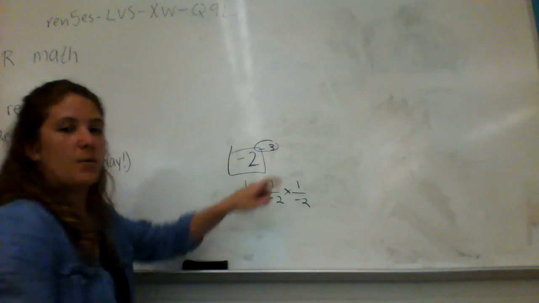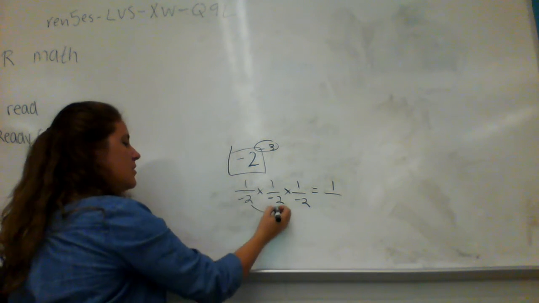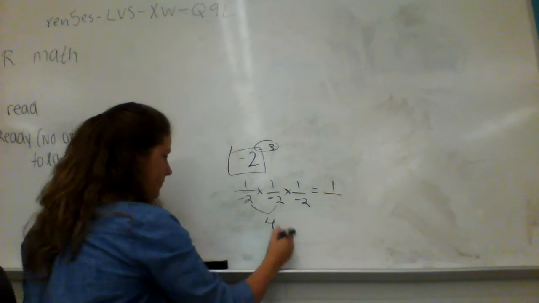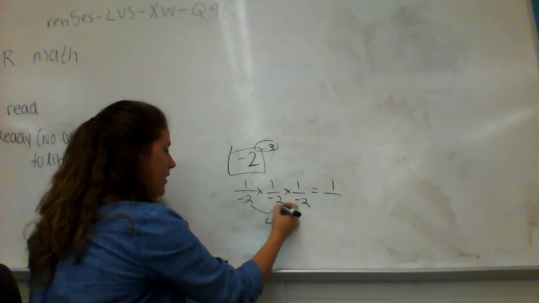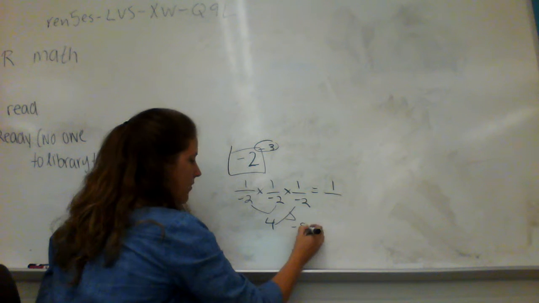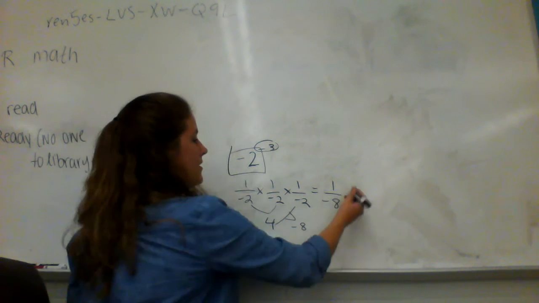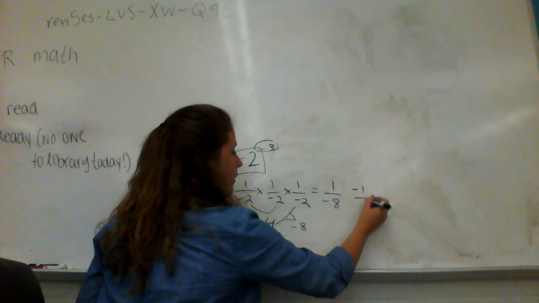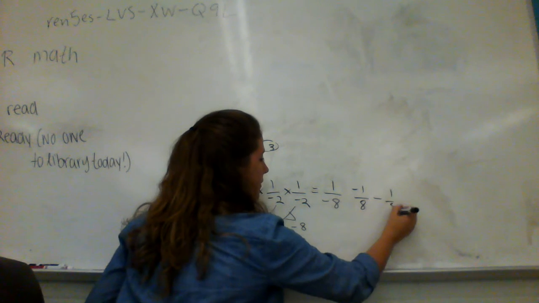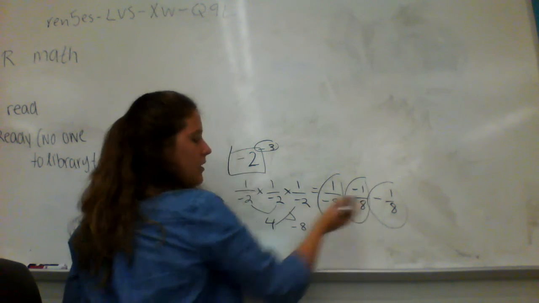1 times 1 times 1 equals 1. Negative 2 times negative 2 is positive 4. Positive 4 times negative 2 is negative 8. This is 1 over negative 8. I can rewrite that as 1 over negative 8, negative 1 over 8, or negative 1/8, as long as each of these has just one negative sign.